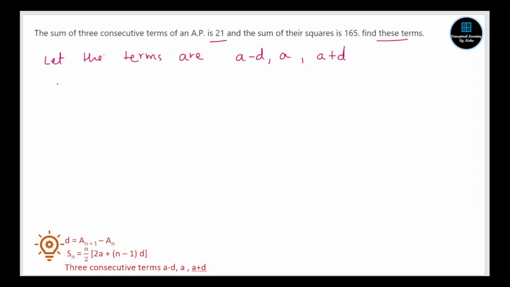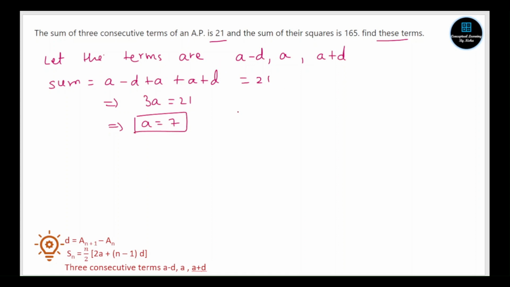Now their sum is a minus d plus a plus a plus d, and this is given as 21. So this gives me 3a equals 21 and hence a equals 7. So this is the middle term. Now once we have this value.